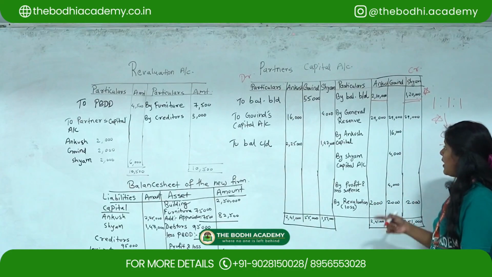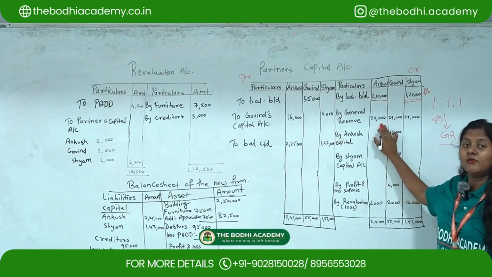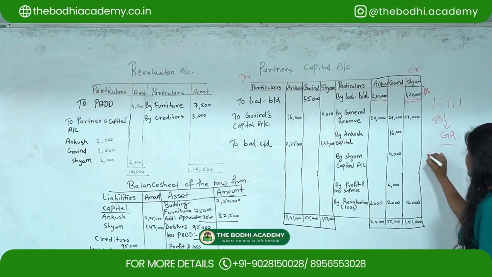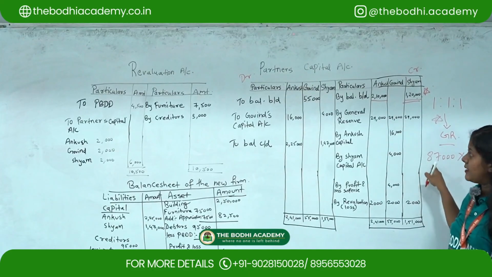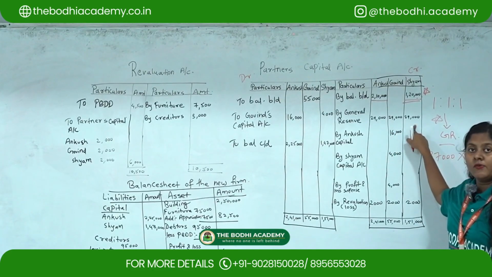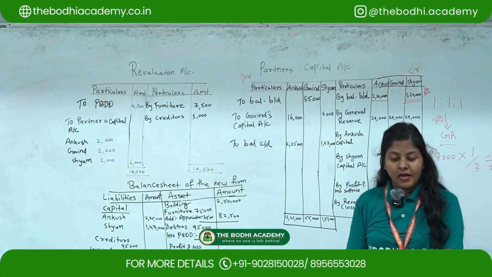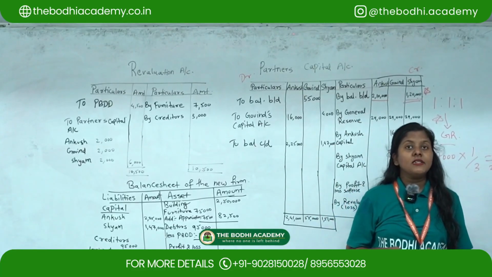So general reserve now we have to distribute. See how we have distributed it equally because the ratio is equal, right? So what we have done over here is 87,000 multiplied by 1 divided by 3. So you'll get 29,000. Okay, so you have to distribute it to all the partners equally.